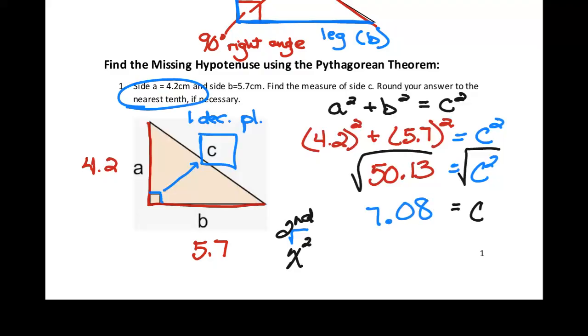Now we round. You round at the very end. So if that is the tenths place, look next door, 5 or more. Yes. So that means this number has to go up 1. So C is 7.1 centimeters.